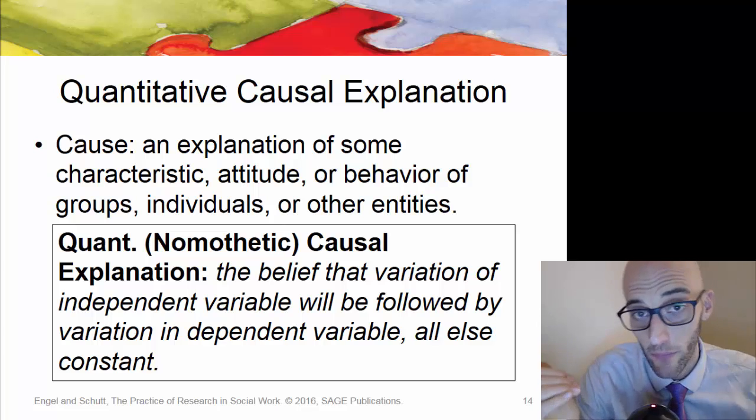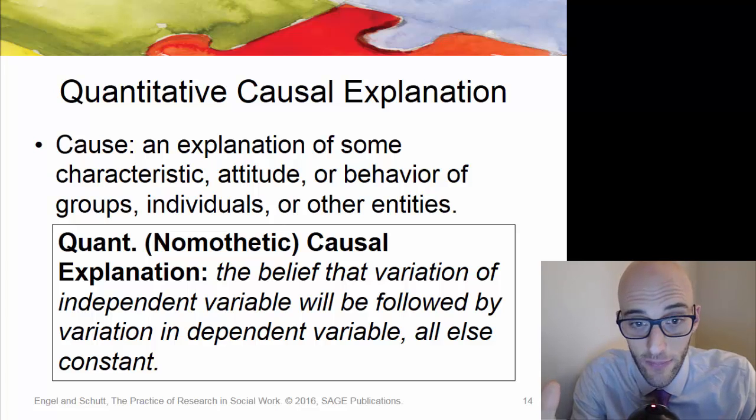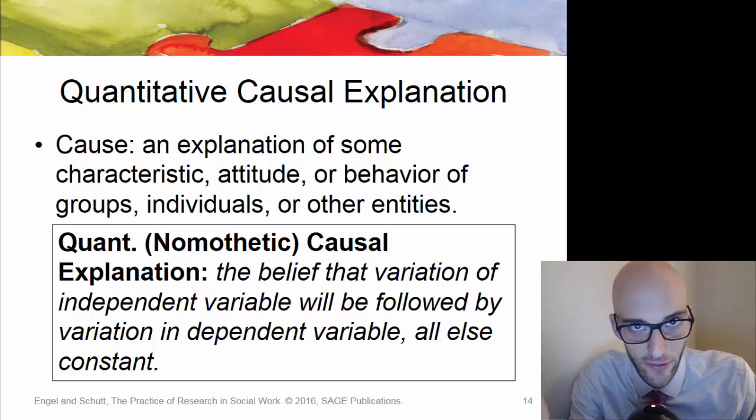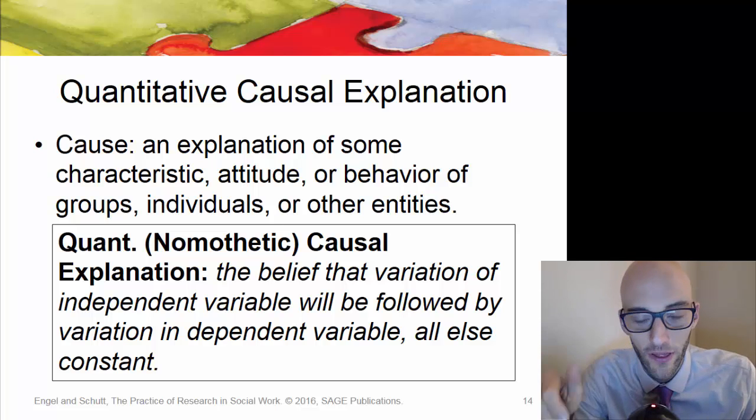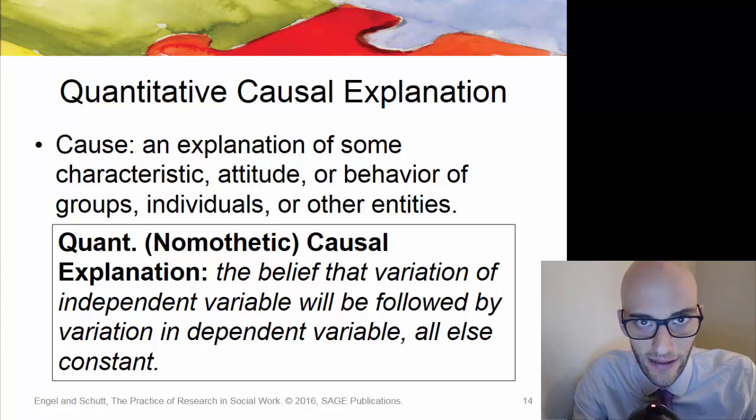So now that I've talked about what we're doing to look at causality and ways to measure causality and investigate it, basically a cause is just an explanation of some characteristic, attitude, or behavior of a group, individual, or other entities. So a quantitative, nomothetic causal explanation is the belief that variation of an independent variable will be followed by a variation in a dependent variable, all else being constant. So if we change from regular Coke to Diet Coke, there'll be a followed-up change in the outcome of body weight over time if all other factors, like diet and exercise, pretty much remain constant and the same.